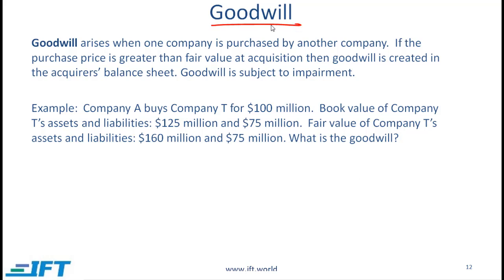Goodwill is another item that you might see on the assets side of a balance sheet. Goodwill arises when one company is purchased by another company. So note this point, you can only have goodwill when there is a purchase. If the purchase price is greater than the fair value at acquisition, then goodwill is created in the acquirer's balance sheet. Once you have reported goodwill, it is subject to impairment. And impairment is a concept that we'll discuss later, but very simplistically, impairment is a mechanism for reducing the value of an asset.